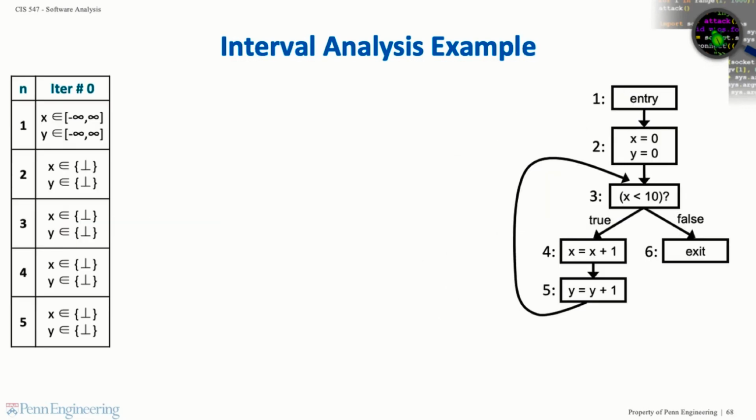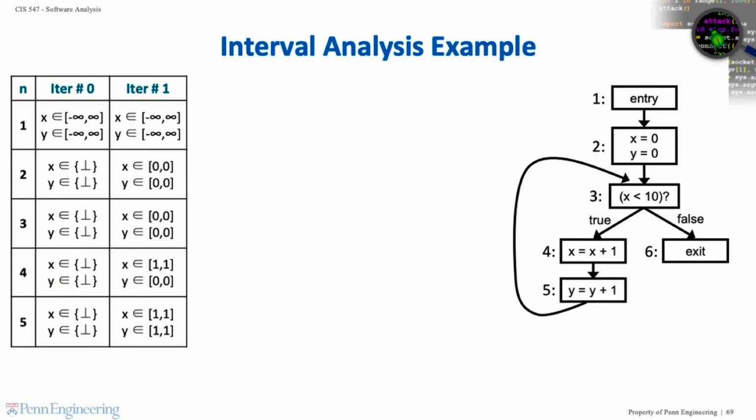This program has two integer variables x and y. The analysis initializes the result at the exit of each node n by setting the abstract value of each of these variables to bottom, except at the exit of the entry node, where we set the abstract value of each of the variables to top, or minus infinity to plus infinity. The analysis then performs the chaotic iteration process, applying the operations we just discussed to update the current analysis result at the entry and exit of each node until the result stops changing.